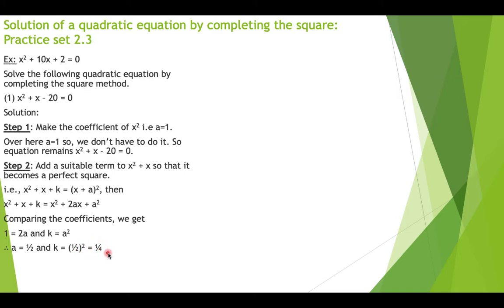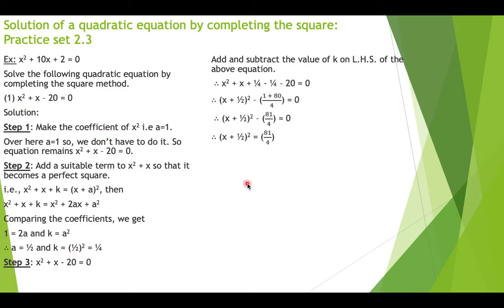Now our main task is to substitute this value of k in this equation. How will we do that? We are going to add and subtract the value of k on the LHS of the equation. So we get x square plus x plus 1 by 4 minus 1 by 4 minus 20 is equal to 0. Now we can cancel out plus 1 by 4 minus 1 by 4 and retain our original quadratic equation, so we are not making any changes.